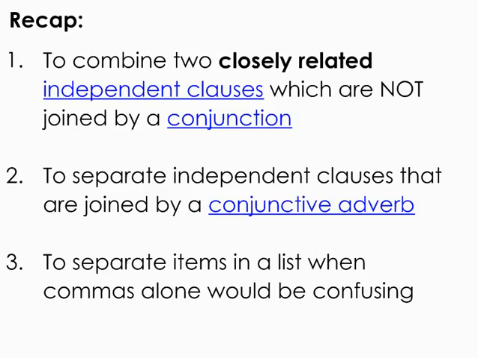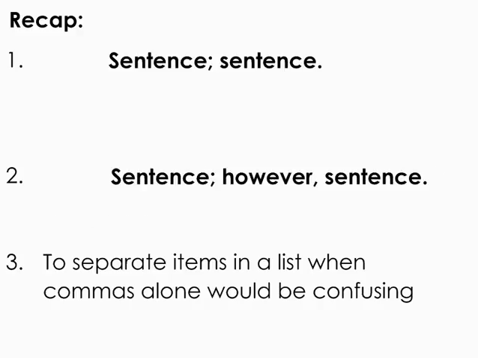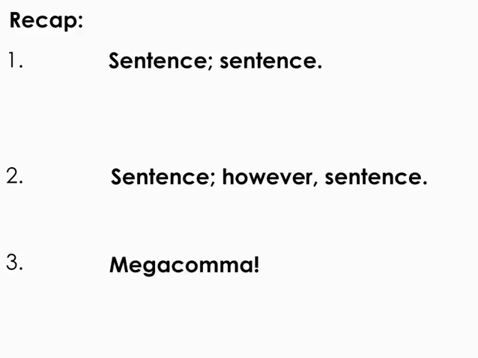Let's recap. Here are the three ways. Combining two closely related independent clauses can be summarized as sentence, semicolon, sentence. Number 2 is to separate independent clauses that are joined by a conjunctive adverb, like however. So this really looks like sentence, semicolon, however, comma, sentence. And finally, to separate items in a list when commas alone would be confusing, well, that's the semicolon as a mega comma.